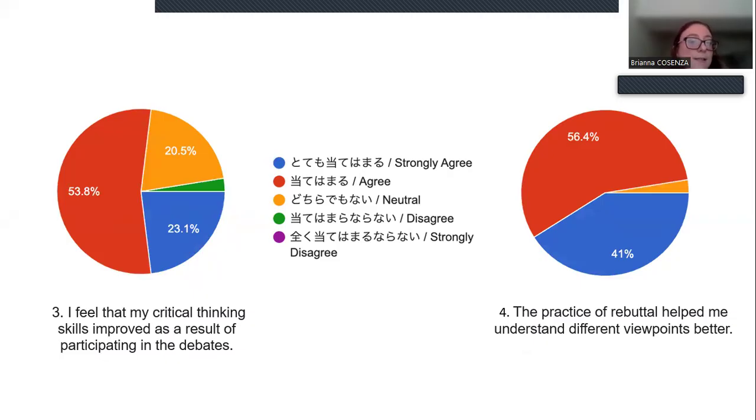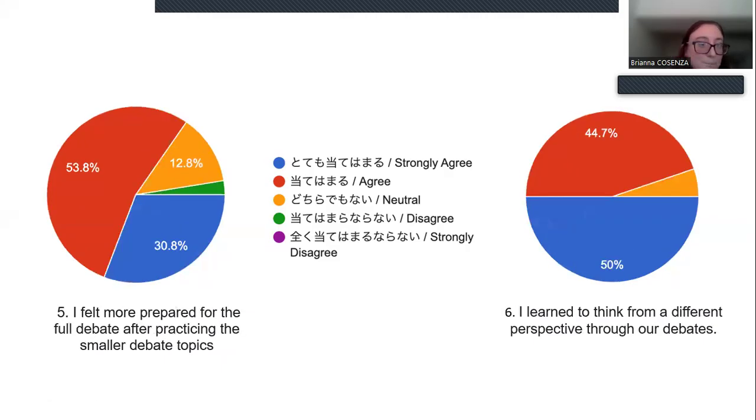Critical thinking skills improved as a result of participating in the debate. Again, I did get a small disagree and some neutral. Practice of rebuttal helped me understand different viewpoints better. So I was actually very happy with this. I only got that small neutral sliver, but the majority of the class agreed, which is what I was hoping for. So I'm happy with that.